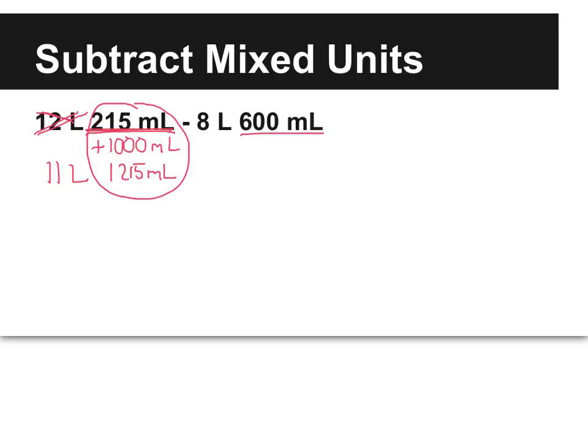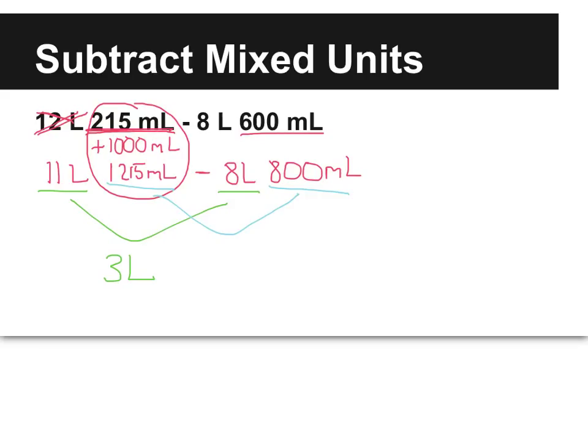Now I am able to subtract liters minus liters. 11 liters minus 8 liters is 3 liters. Then I can also do 1,215 minus 600. 1,215 minus 600, when I work it out, is 615 milliliters.